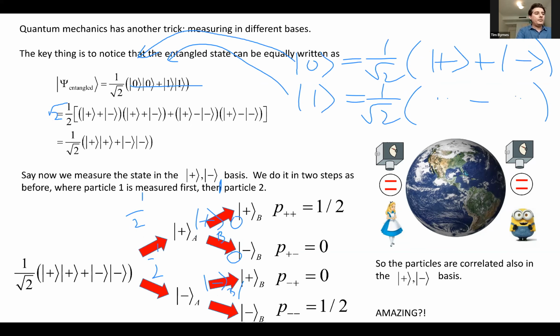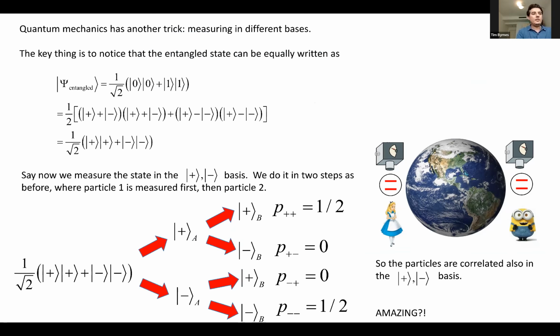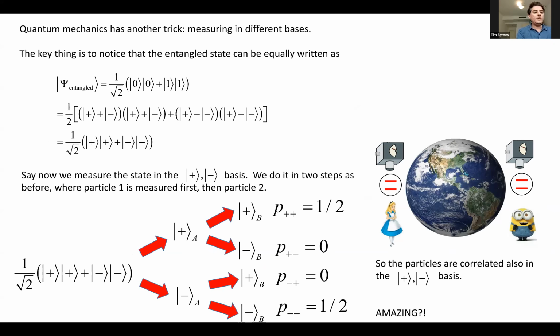So I would argue that this time, this is actually a bit more amazing, because let's think about what's really happening here. So let's go back to this kind of scenario where Alice does the measurement first here, right? So Alice is going to do her measurement first, and then Bob follows up later.